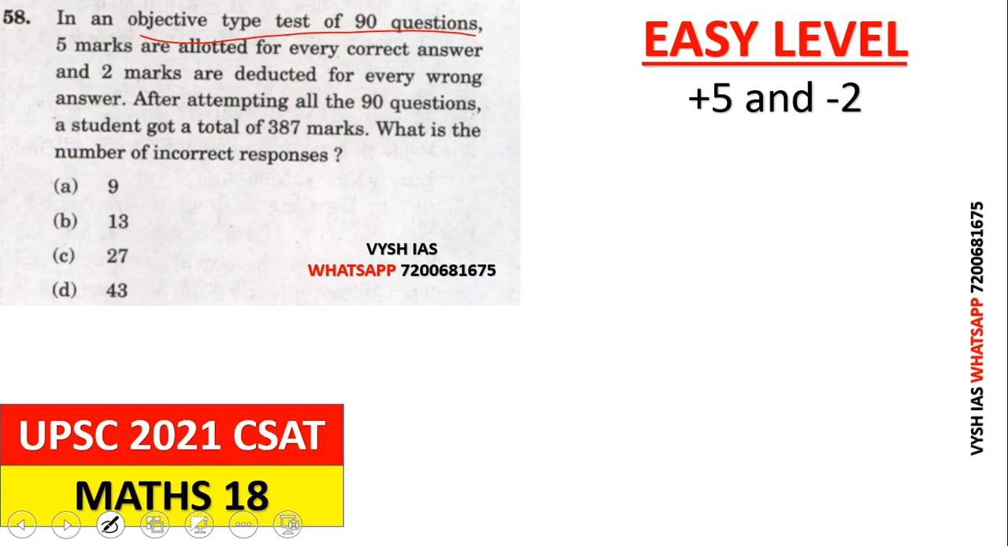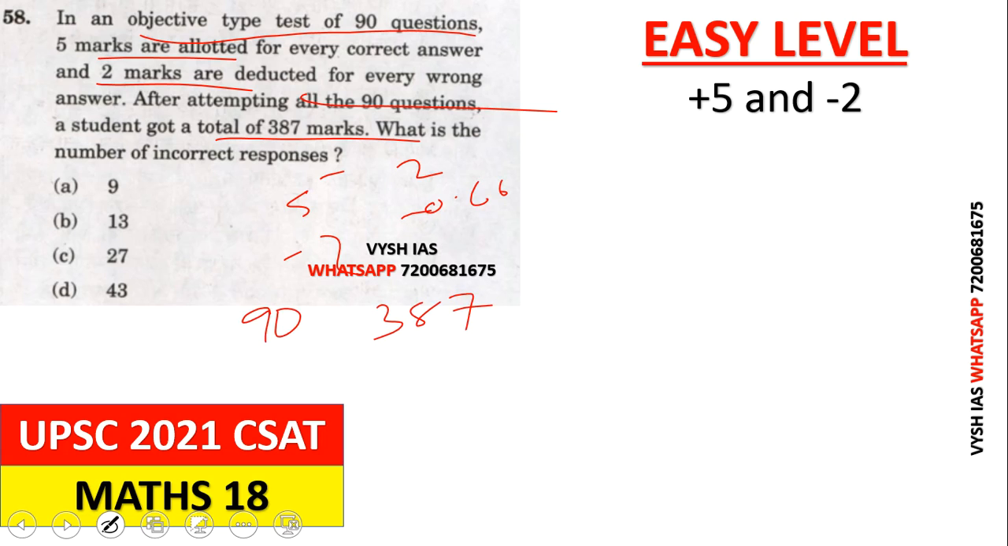In an objective type exam of 90 questions, like your prelims, they are telling: correct answer, you get 5 marks; incorrect answer, you get minus 2 marks. Like your prelims, you have plus 2 and 0.66 negative; they are telling here 5 and minus 2. In 90 questions, after attempting all 90 questions, the student is getting a total of 387 marks. Meaning 90 questions he attempted, he got 387 marks. They are asking how many correct, how many wrong.